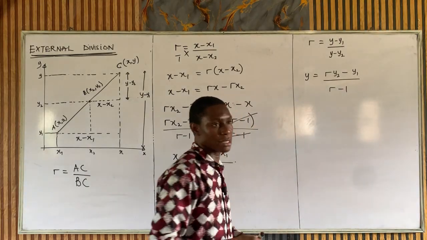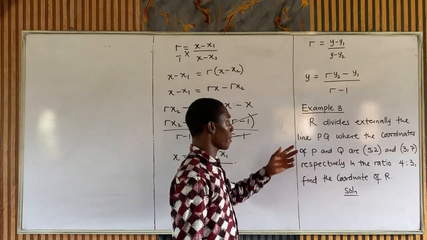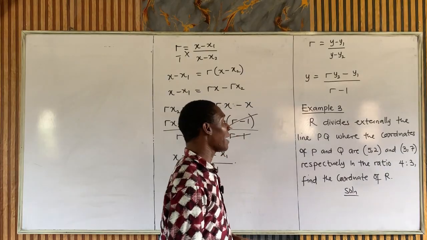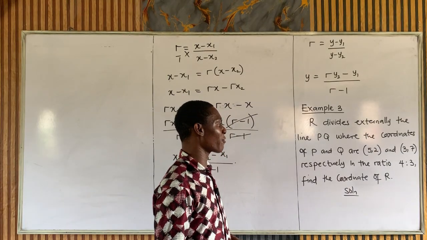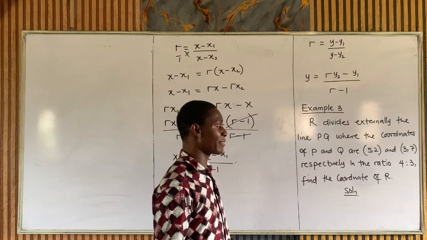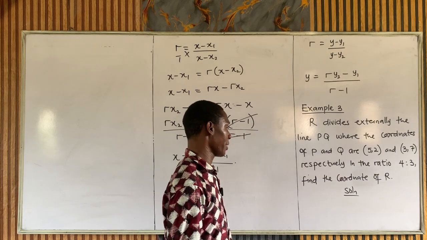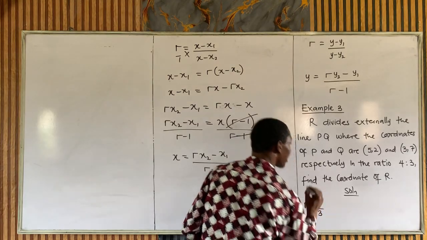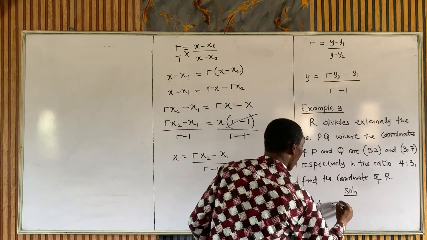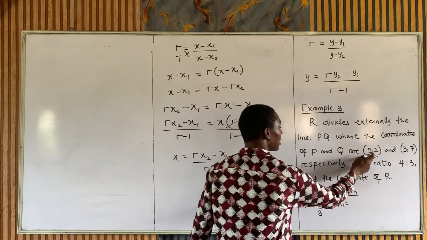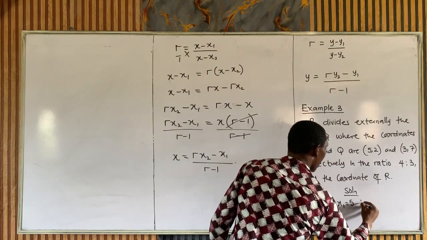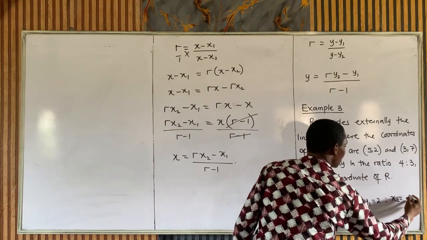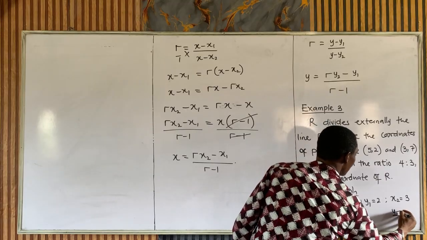Let's take an example on this. Example 3, R divides externally. Take note, this is an external division question now. The line PQ, where the coordinates of P and Q are 5,2 and 3,7 respectively, in the ratio 4:3. Find the coordinate of R. So I'm going to say my r in this case is 4/3. Our x1 is 5, our y1 is 2, our x2 is 3, and our y2 is 7.